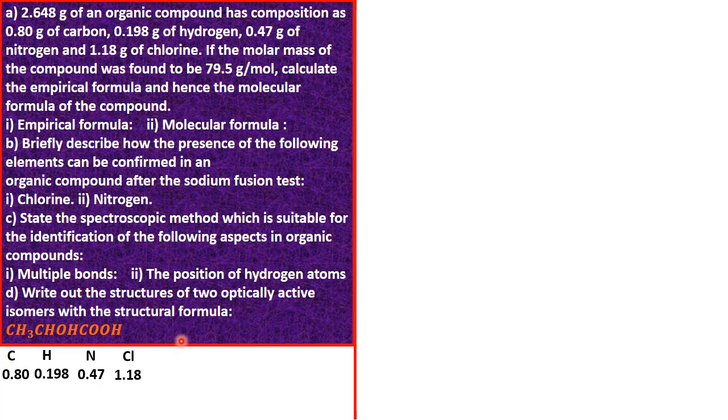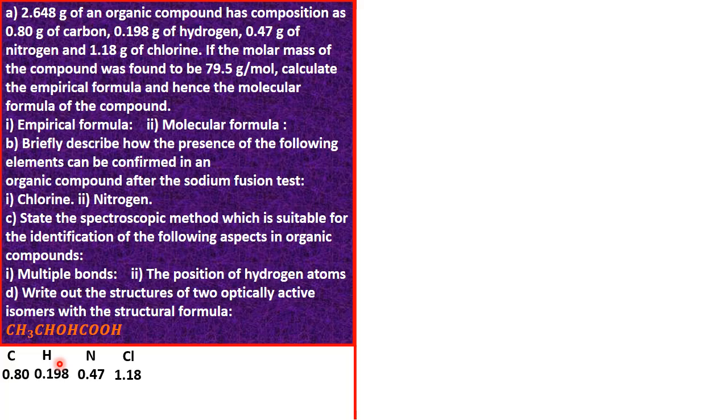Okay. Now, friends, the first thing you need to start by doing is to sum up all these masses to see if they will give you the original mass of the compound. If you sum up all of these, you see that the total mass is going to be 2.648 grams. Great. So we are good to go now. We can start the analysis.